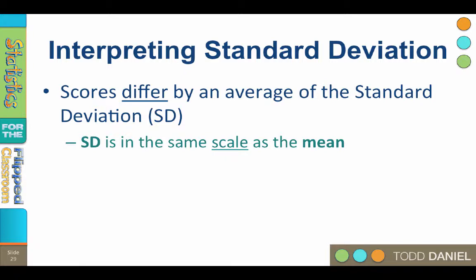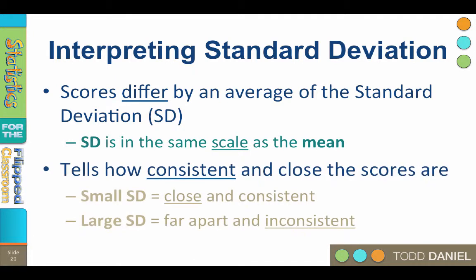We can interpret our data using the standard deviation. Scores differ by an average of a standard deviation. If the mean is 6 and the standard deviation is 2, then one standard deviation above the mean is 6 plus 2, or 8. Two standard deviations above the mean would be 6 plus 2 plus 2, or 10. One standard deviation below the mean would be 6 minus 2, or 4. Plus, the standard deviation is in the same scale as the mean, not squared units like variance.